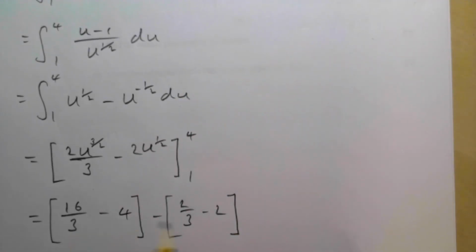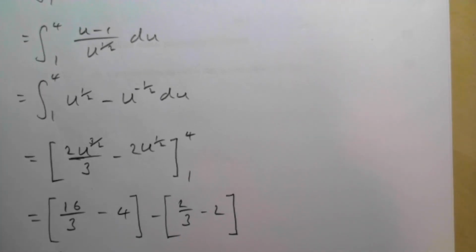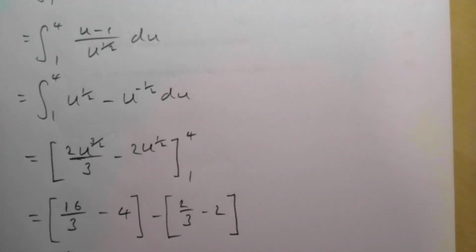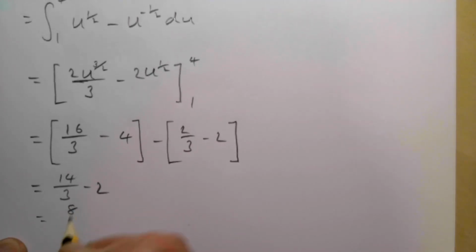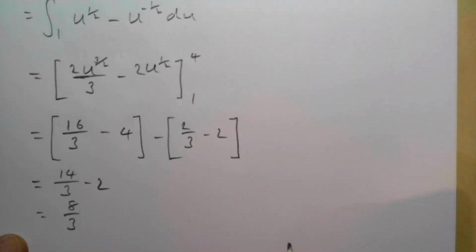So 16 over 3 take away 2 over 3 is going to give me 14 over 3, and then take minus 4 minus minus 2, so that's the same as minus 4 plus 2, so that's the same as minus 2, so 14 over 3 take away 2, so that's 14 over 3 take away 6 over 3, that gives me then 8 over 3.